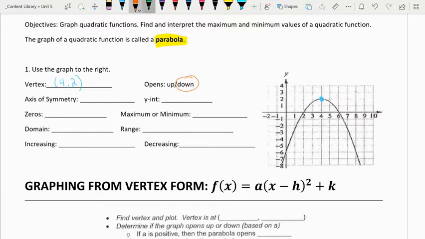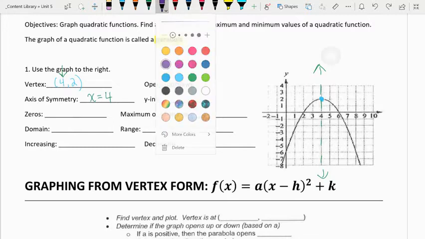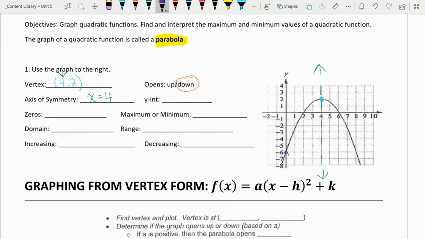Your axis of symmetry goes through your vertex. Remember, it cuts it in half, hence symmetry, right? So that's always going to be a number, and that number is going to match whatever is in your vertex. Your y-intercept, you can do this multiple ways, but for this one, we have to look just at the graph. It goes through (0, -6). So that's going to be our y-intercept.